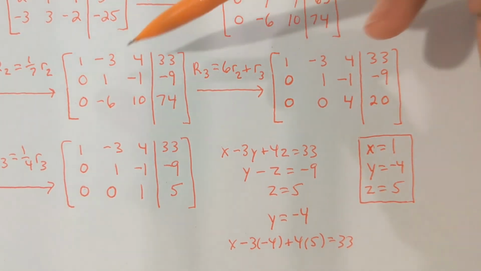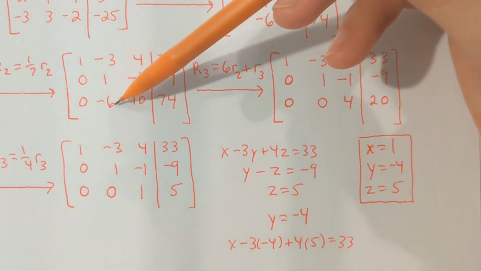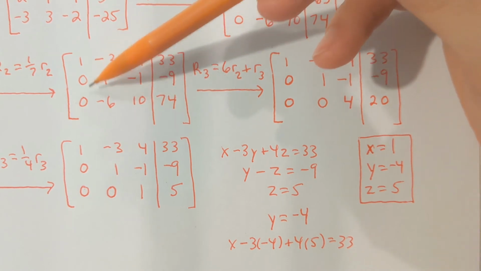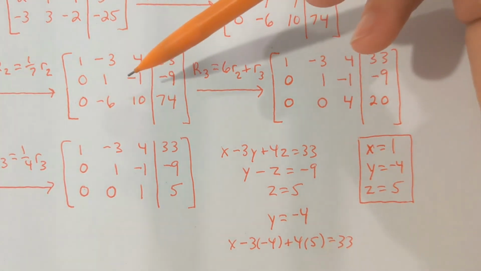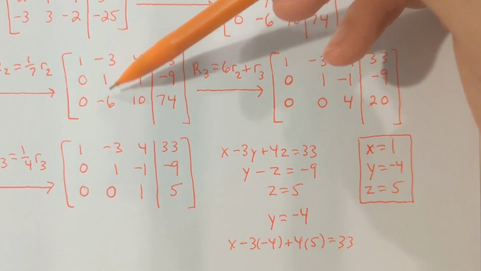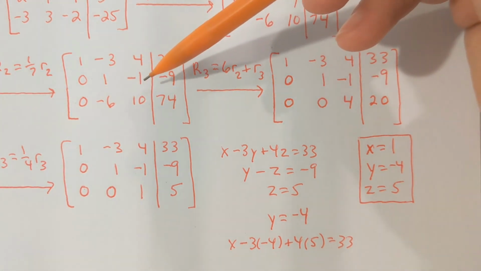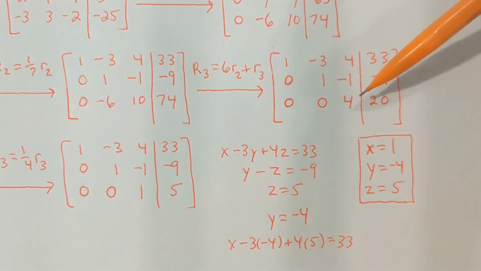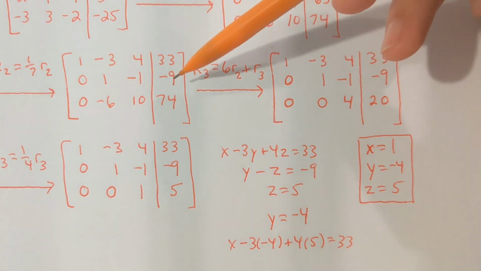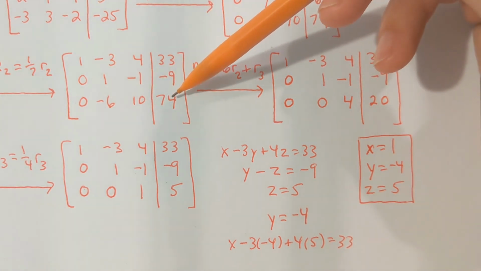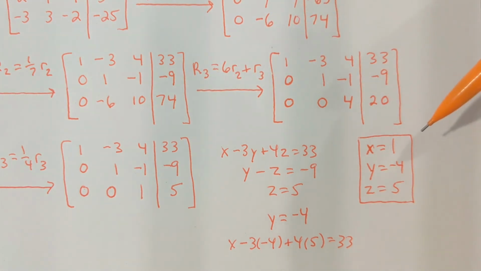So you want to take 6 times row 2 plus row 3. 0 plus 0 is 0. 6 minus 6 is 0. That's what I need there. Negative 6 plus 10 is 4. And then negative 54 plus 74 is 20.